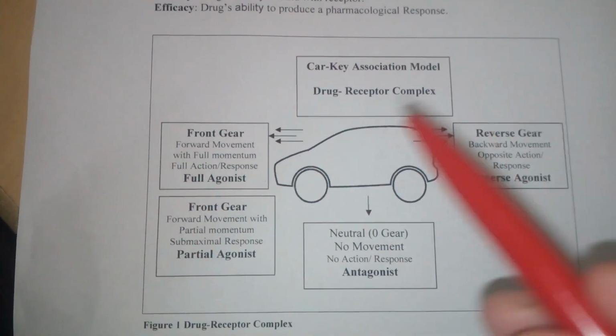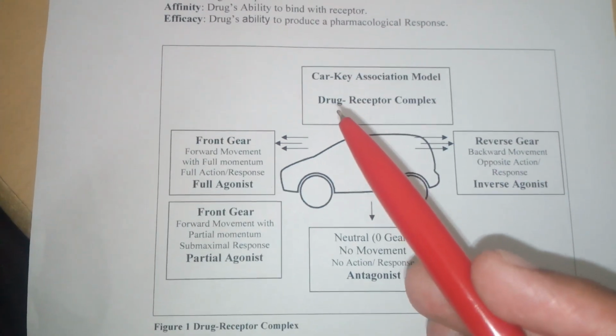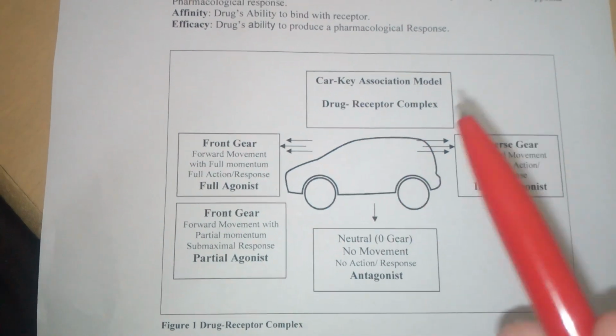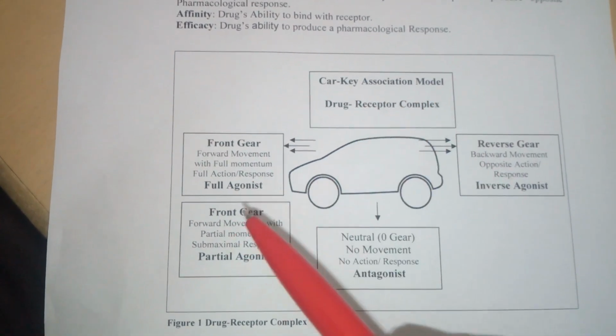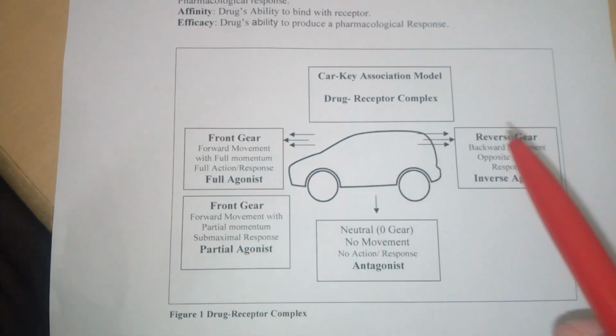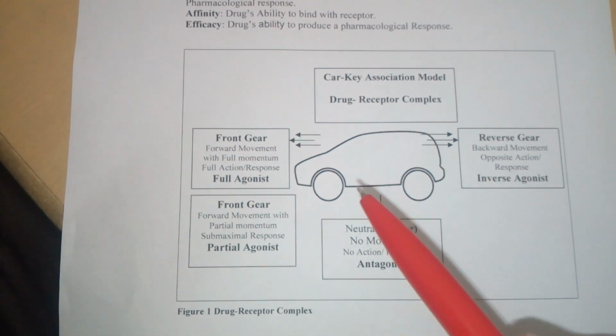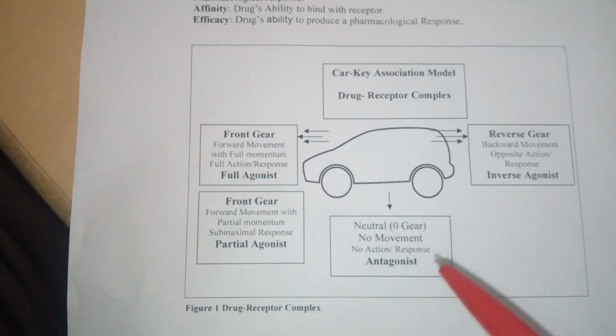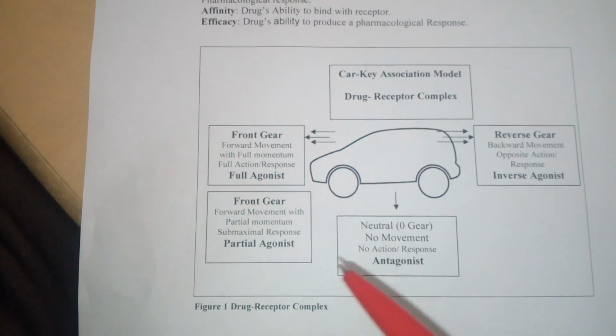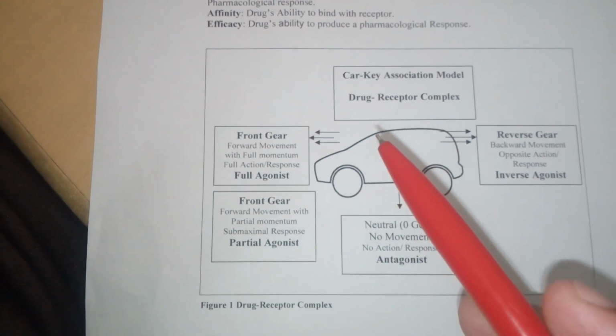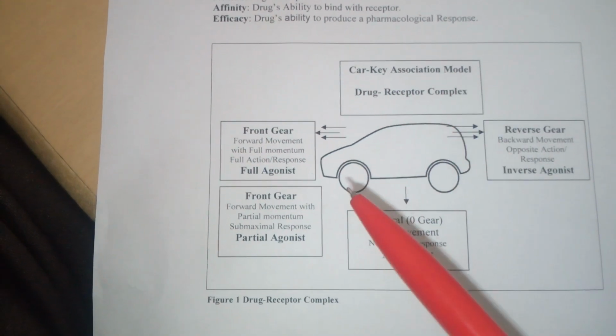Good morning, friends. Today we will discuss drugs and their categories with respect to the receptor. Drugs can be categorized into full agonist, partial agonist, inverse agonist, and antagonist. The basic principles of these, from full agonist to antagonist, can be explained in terms of a car association model.